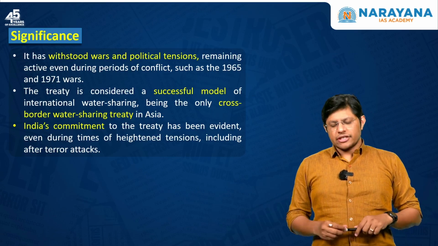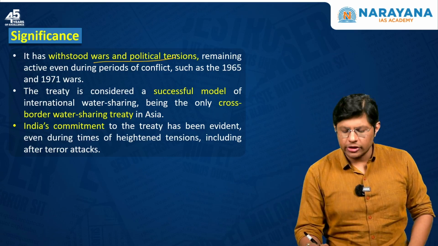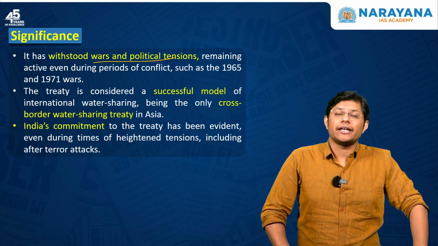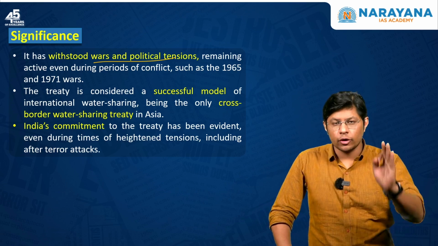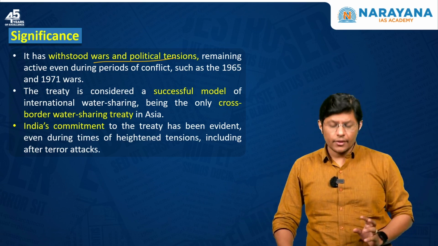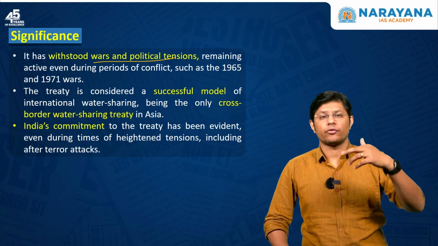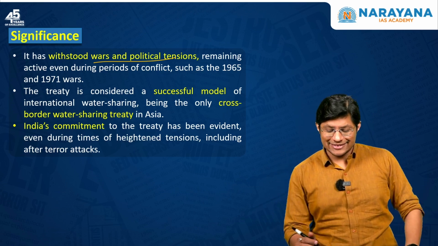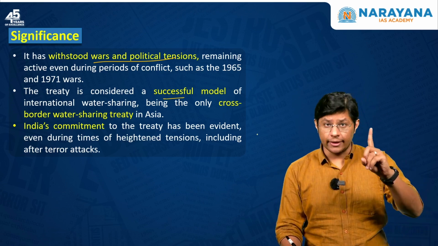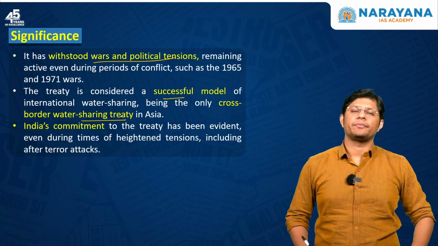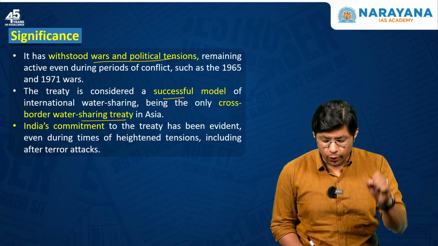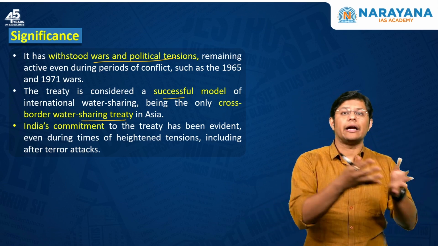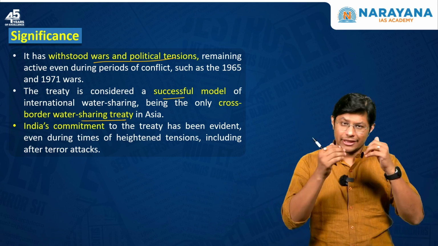Now, what is the significance of this treaty? It has withstood wars and political tension. Despite the wars fought in the year 1965 and 1971, 1998, this treaty did not get affected, which means this treaty was continued or was followed even during the 65 and 71 wars. Now, this treaty is considered successful. Why? Because it is the only cross-border water sharing treaty in Asia. In the entire Asian continent, this is the only cross-border water sharing treaty, and since 1960 until present, this treaty is continuing.